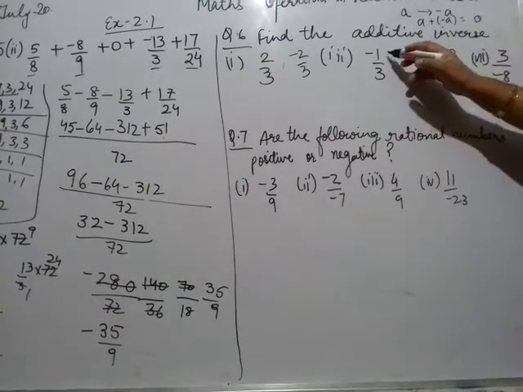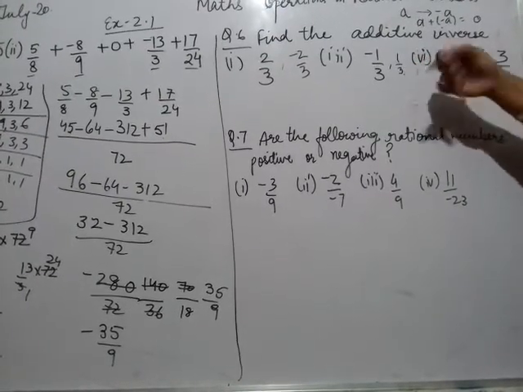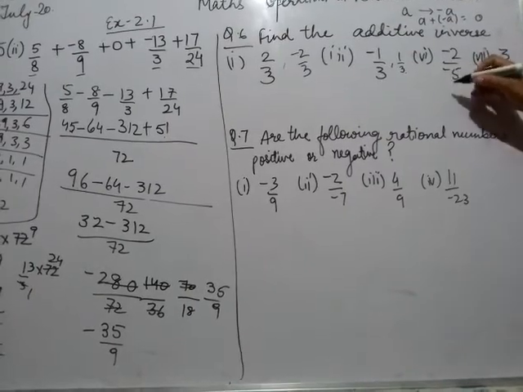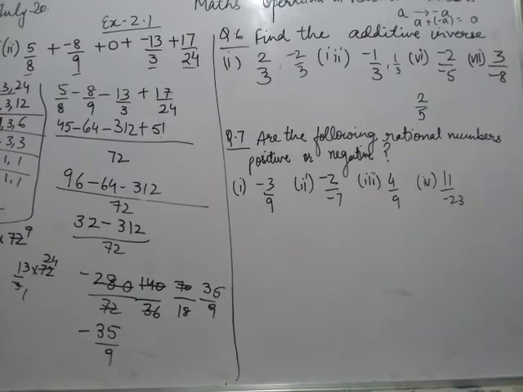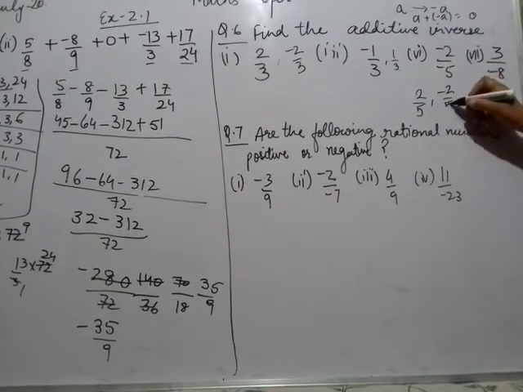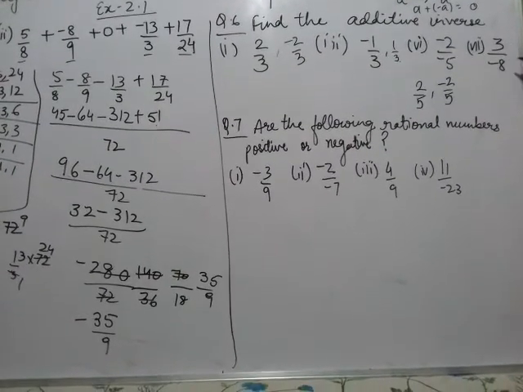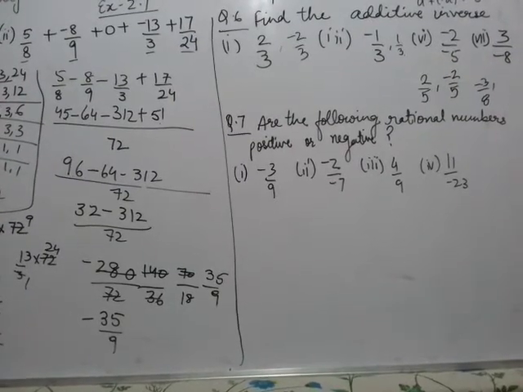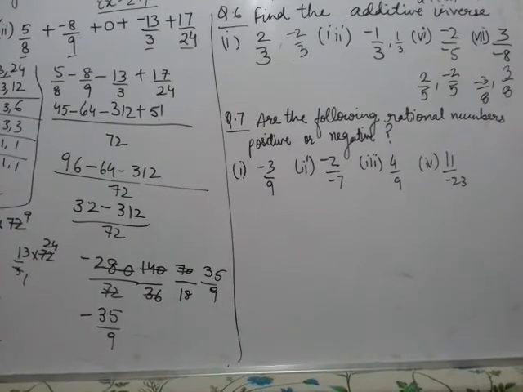The additive inverse of minus 1 by 3 is 1 by 3, because when we add these two, the result will be 0. Now this is 2 by 5, because minus minus will get cancelled. This is the rational number. The additive inverse of this will be minus 2 by 5. Then we have 3 upon minus 8. This is basically minus 3 upon 8. So the additive inverse of this will be 3 upon 8.